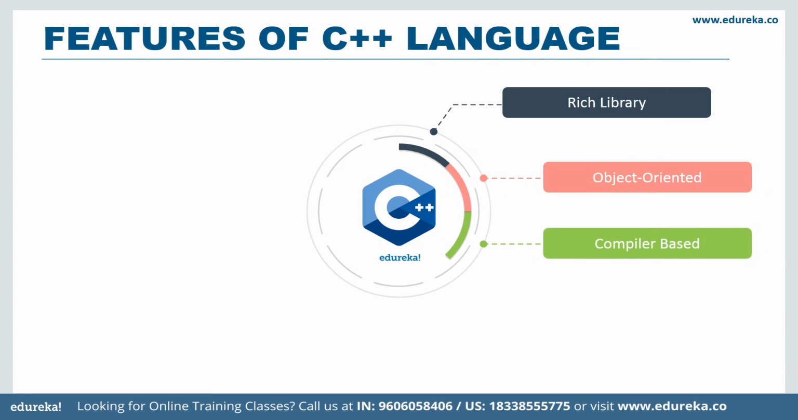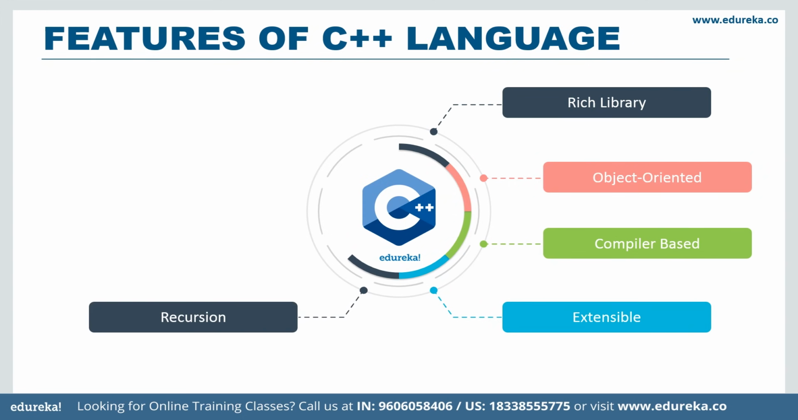Now, let's move on to the next feature, which is compiler-based. The C++ programming language is a compiler-based programming language. It means without compilation, no C++ program can be executed. First, we need to compile our program using the compiler, and then we can execute our program. Followed by this, the next feature is extensible. The C++ programming language is highly extensible because of its easily adaptable features. The next feature is recursion. C++ supports function backtracking, which involves recursion. In the process of recursion, a function is called within another function multiple times.